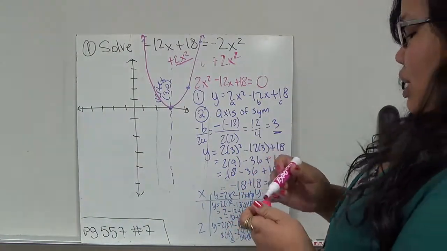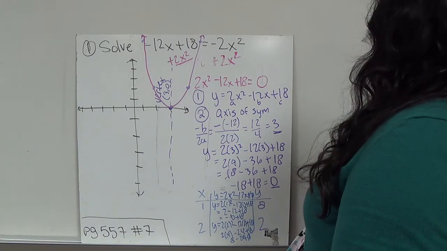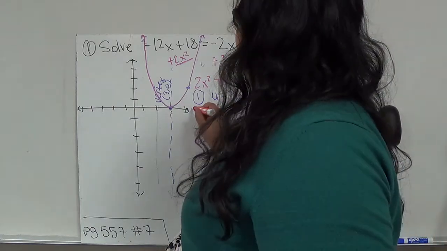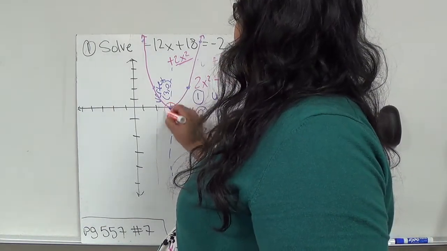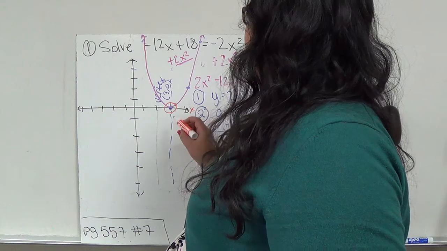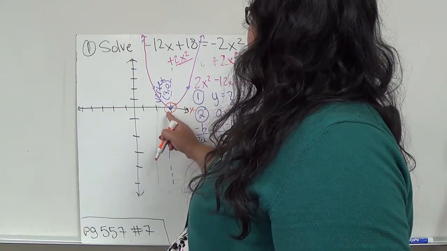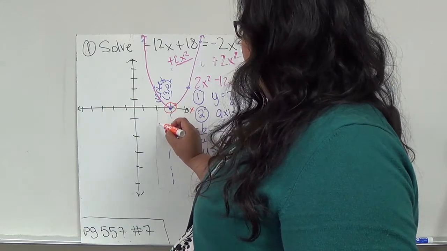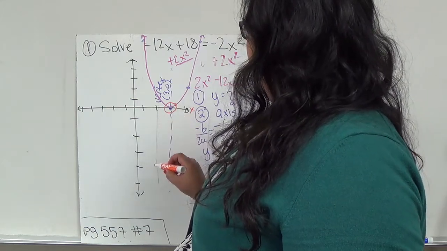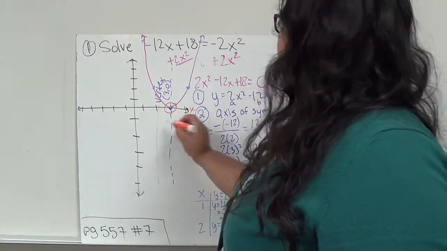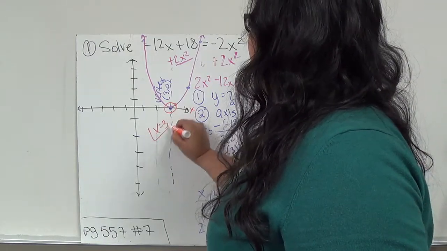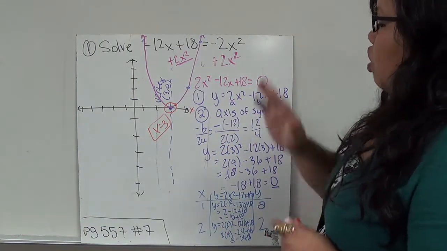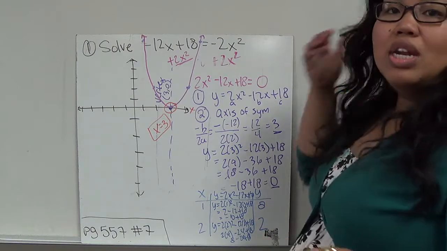Okay? In this case, this only hits my x right here. So that means my solution is, I only have 1 zero, and that's 3. That's x equals 3. So that means this is the only number that will make this equation true. Let's go ahead and try page 557, number 7, and I'll see you in class.